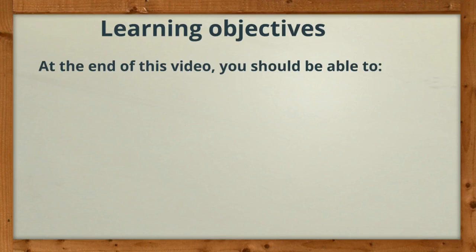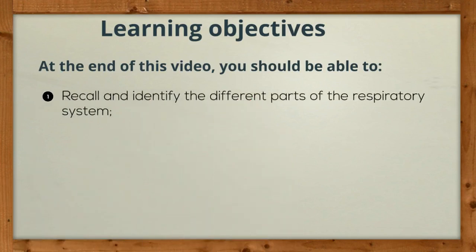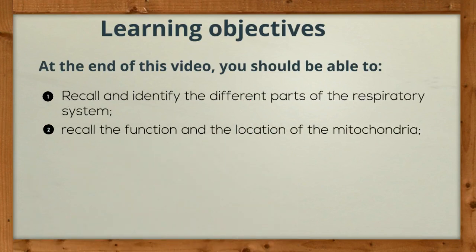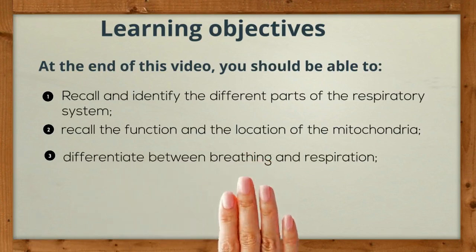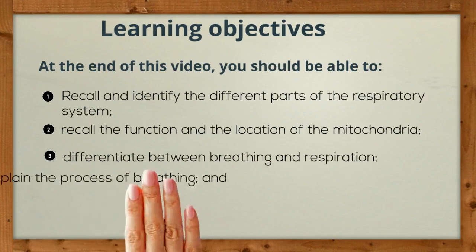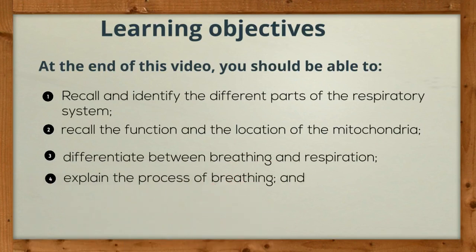At the end of this video, you should be able to recall and identify the different parts of the respiratory system, recall the function and the location of the mitochondria, differentiate between breathing and respiration, explain the process of breathing, and explain the process of respiration.